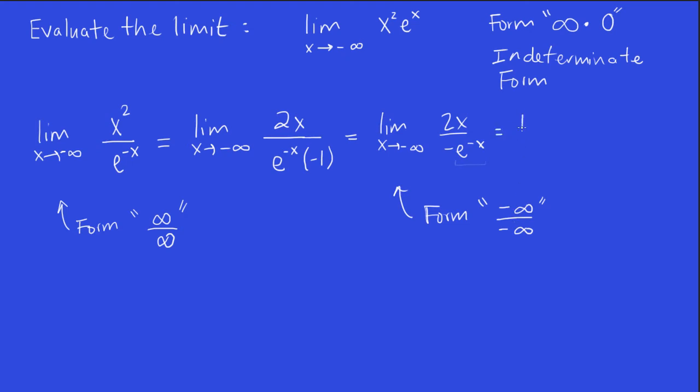So let's do it. Take the derivative of the top and bottom separately. The derivative of the top is 2. What is the derivative of the bottom? Well, minus comes out front, e to the minus x, and then by chain rule times the derivative of negative x, which is negative 1. So there we go.